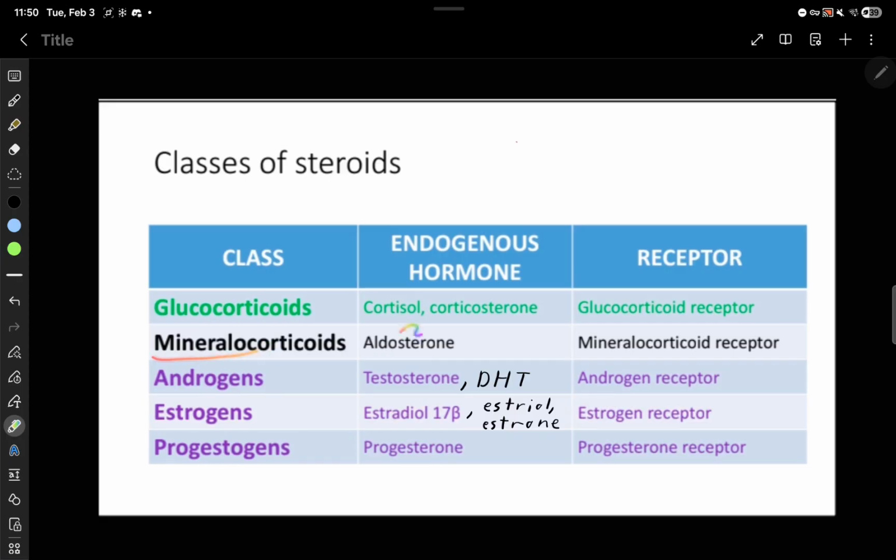Our main mineralocorticoid is aldosterone and our main progestogen is progesterone. Types of androgens include testosterone and also DHT, which stands for dihydrotestosterone. Estrogens include estradiol, estriol, and also estrone. So we'll touch upon the differences between these in a little bit. So all of these different steroid hormones can bind to and activate different receptors which will produce different responses.